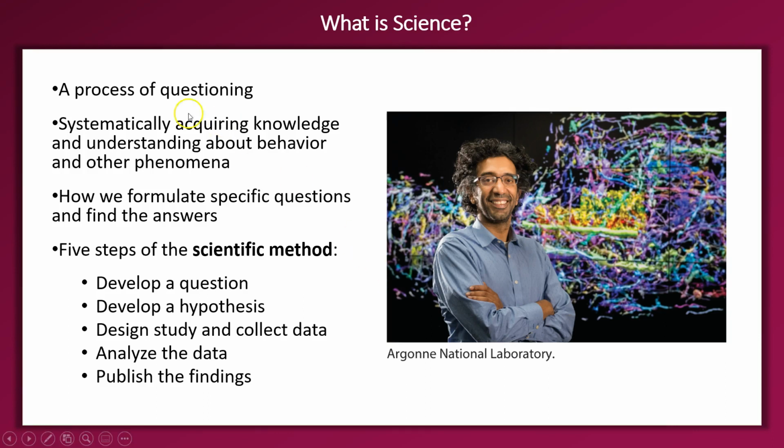So what is science? Science is really just a process of questioning, of systematically acquiring knowledge about, in psychology, we're talking about behavior, emotions, thoughts, things like that. And science is a way that we formulate our questions and find the answers. And we use what's called the scientific method. You've probably heard that term before.